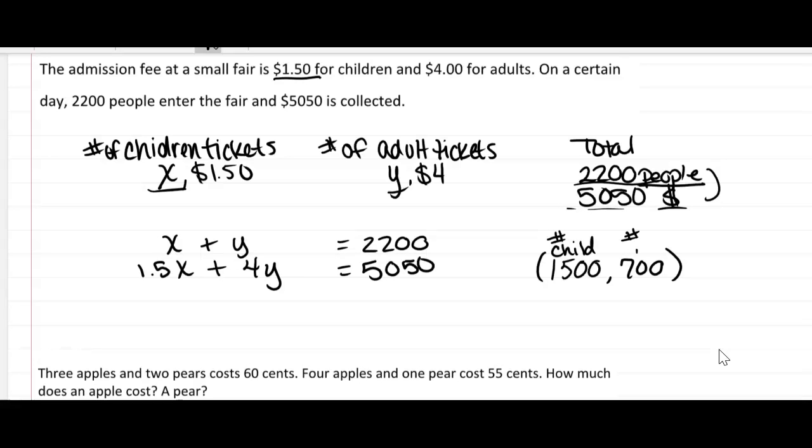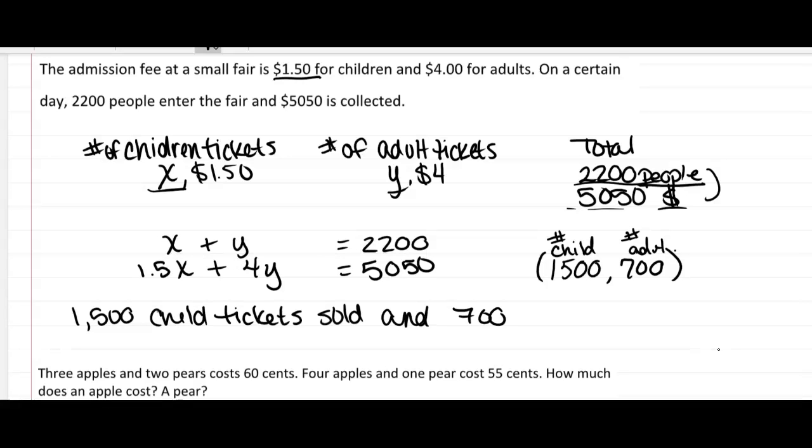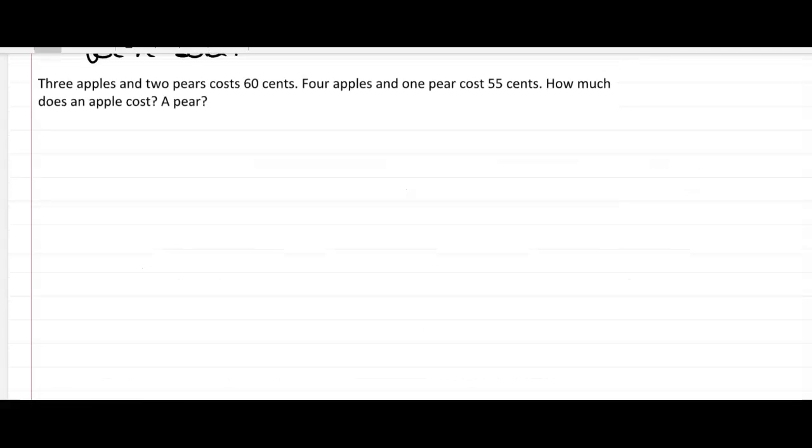Your X, remember what our X represented, is the number of children tickets, and our Y represented the number of adult tickets. So the way we interpret it is we say 1,500 child tickets were sold and 700 adult tickets were sold. All right, we got another example.